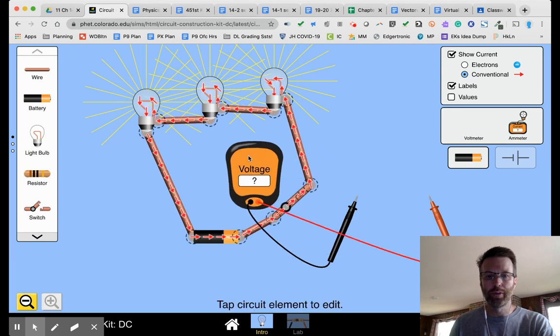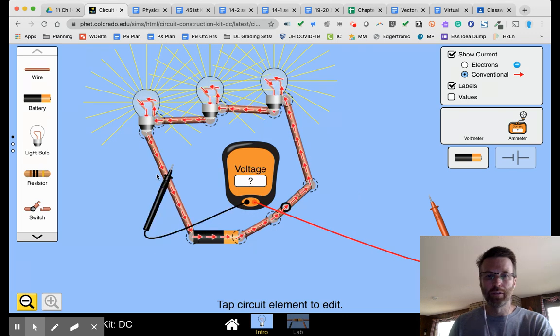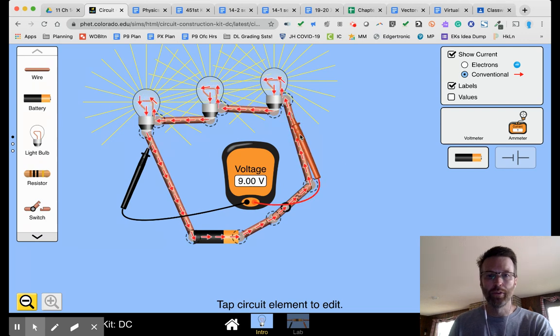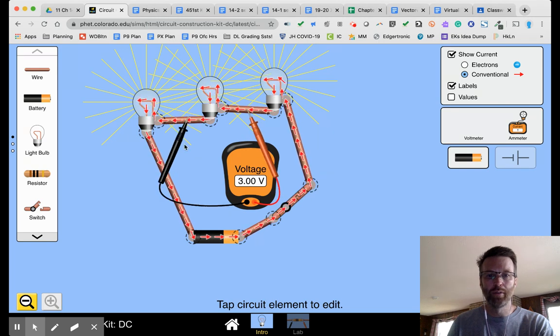Well, what if we take the voltmeter and we stick it over here across all 3 bulbs? What should we see? Well, boom, we see 9 volts. But if we measure just across one of the bulbs, hey, we only get 3 volts on one bulb. Of course, if we measure across 2 bulbs, we get 6 volts. And again, 3 bulbs, we get 9 volts. Or if we measure any one of the bulbs, we get 3 volts.